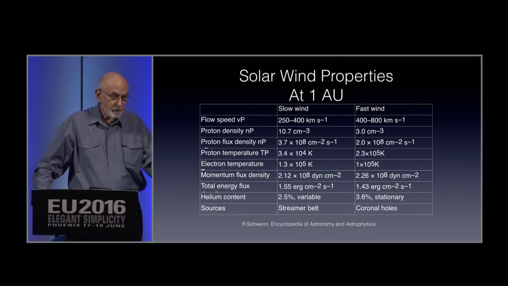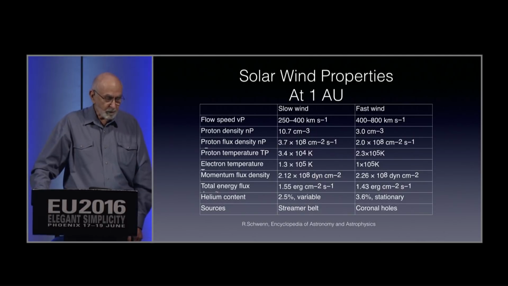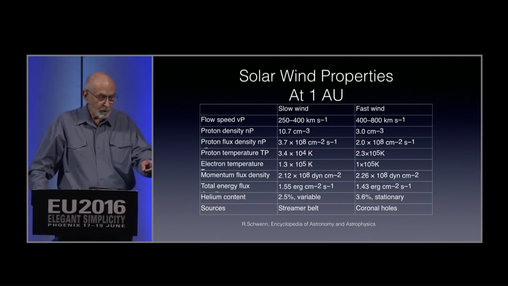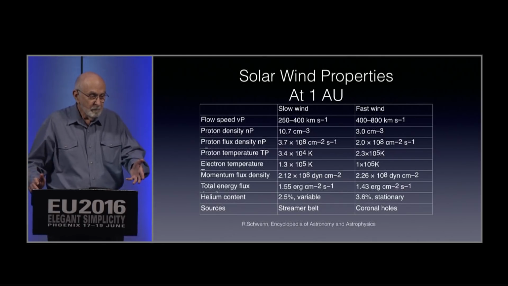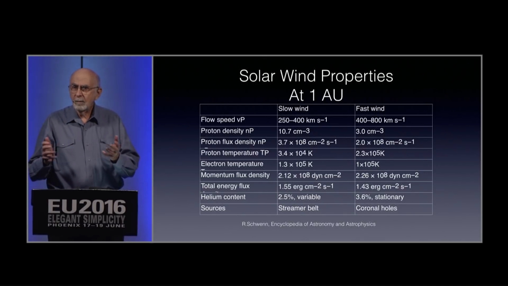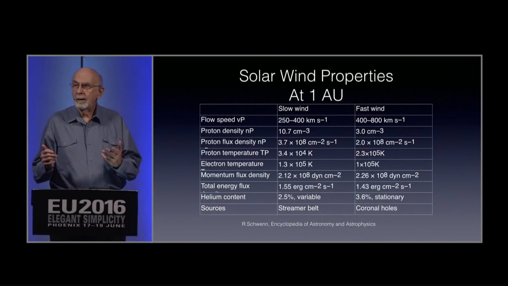Then look at, and this will be the last thing I'll look at on this page, the electron temperature. It's just the opposite. The electron temperature is 1.3 in the slow solar wind and 1 in the fast wind. So the electrons don't take part in this. Why? Because the electrons don't go over the hill. That hill is a hill only for positive ions.